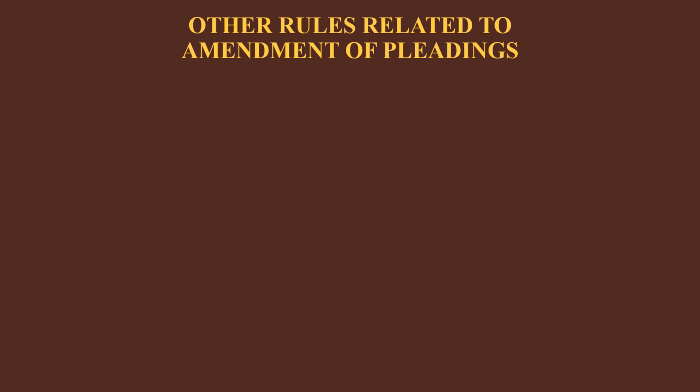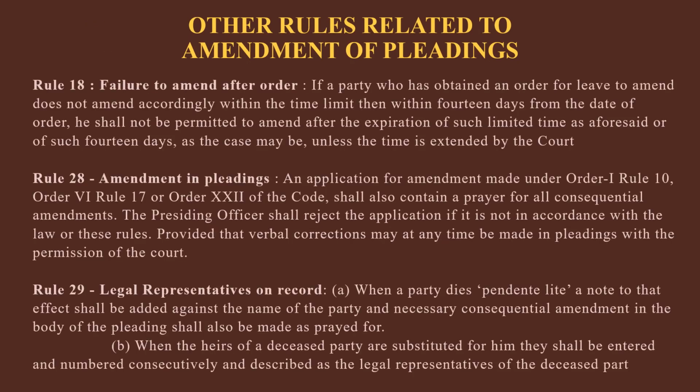Other rules related to the amendment of the pleading. Order 6 Rule 18 states the consequence of failure to amend after order, that is, when the court allows for the amendment of the pleading and the party fails to amend the pleading within the set limit, that is, within 14 days of the date of order, he shall not be permitted to amend the pleading unless the court extends the time period.